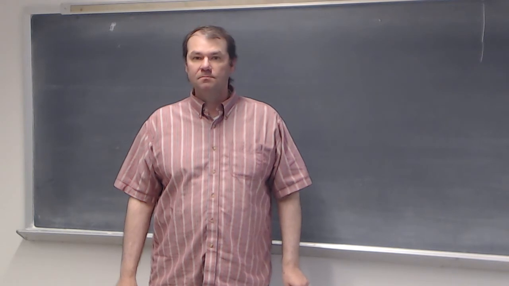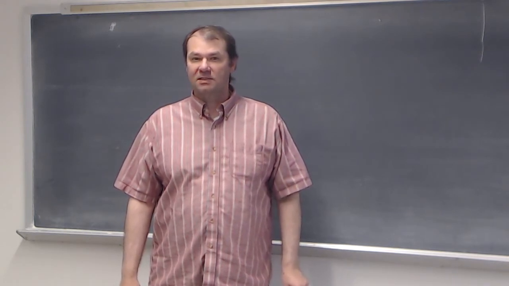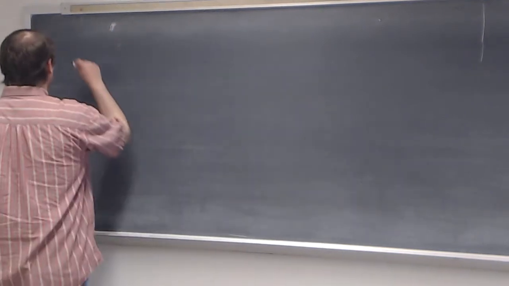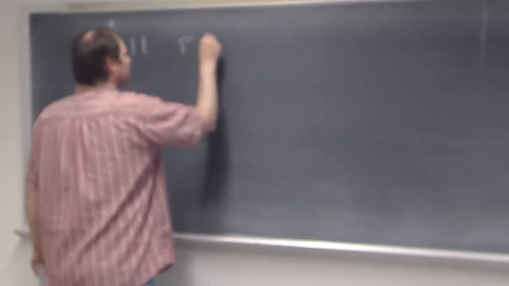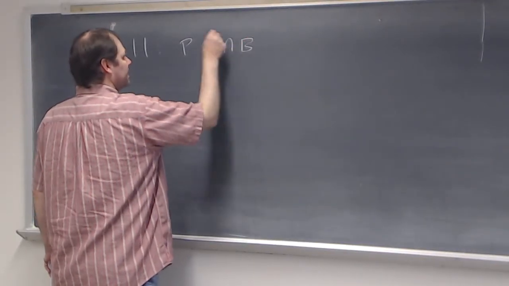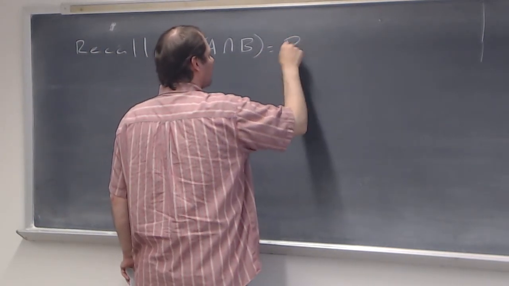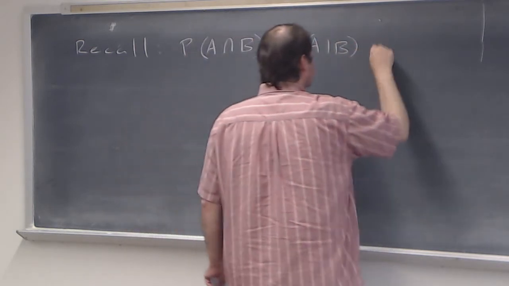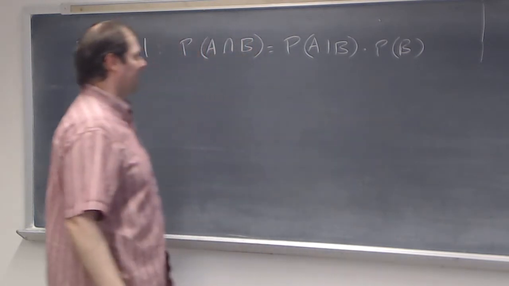And so we left off last time about conditional probability and a fact related to it. In particular, what we had was the probability of A intersect B, where A and B are two events, is equal to the probability of A given B times the probability of B. And we did an example of that last time.